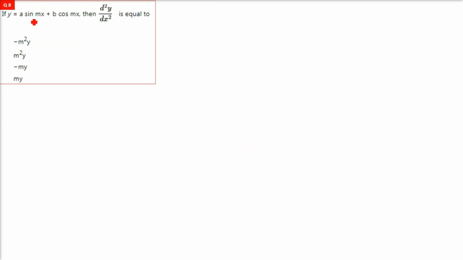If y is equal to a sin mx plus b cos mx, then d2y by dx2 is equal to? So y is equal to a sin mx, and then we have b cos mx. So the angle here is mx. dy by dx we are going to take. See, this y is going to be repeated. So whenever we differentiate, we will try to get this y again.